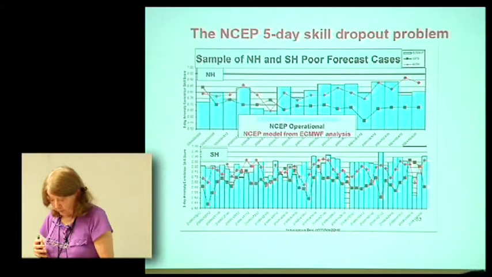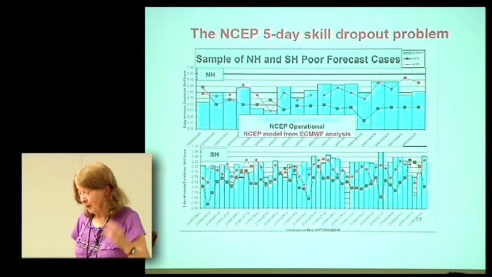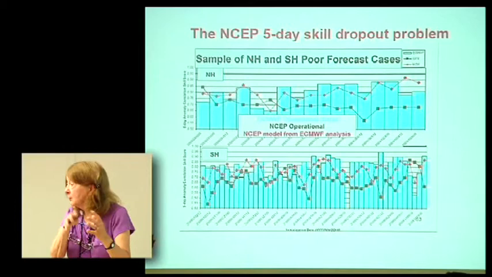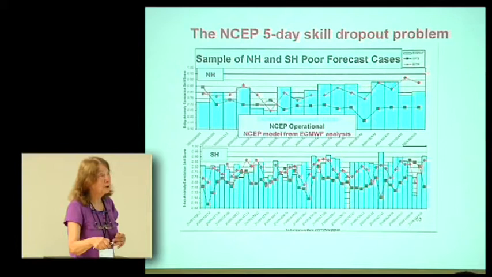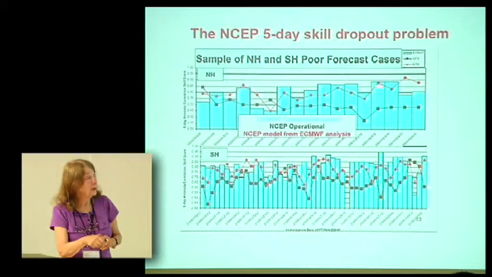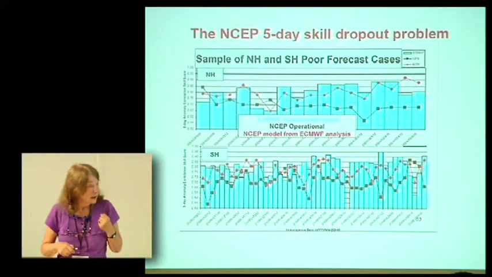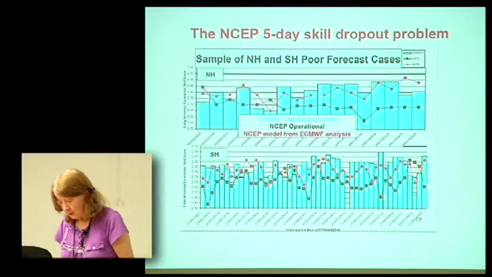So what they did was to start from ECMWF analysis initial conditions, which have their data assimilation, and make the forecast. What they found is that in that case, the NCEP model was completely comparable in skill when it started from ECMWF conditions. It was even better sometimes than the ECMWF. So they were very worried about what produces these drops in skill.